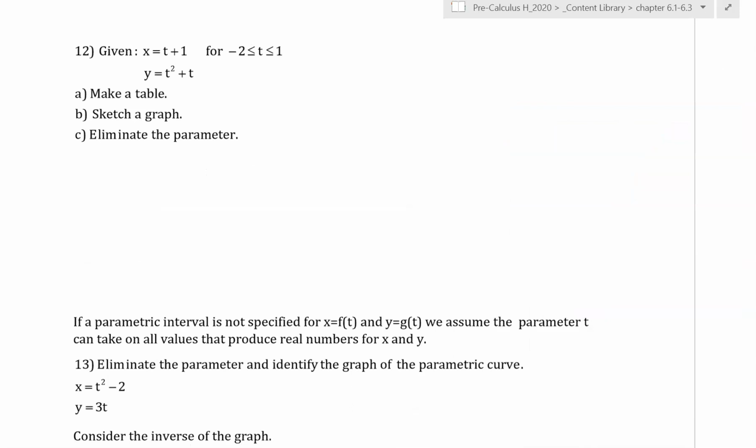Okay, so for number 12, I've given you a parametric equation, and I gave you an interval for t. And for part A, we're going to make a table. So let's give that a try. We're going to let t go from -2 to 1. And again, when I say -2 to 1, that also includes, for example, -1.5, etc. But let's just pick integers. So we have -2, -1, 0, and 1.